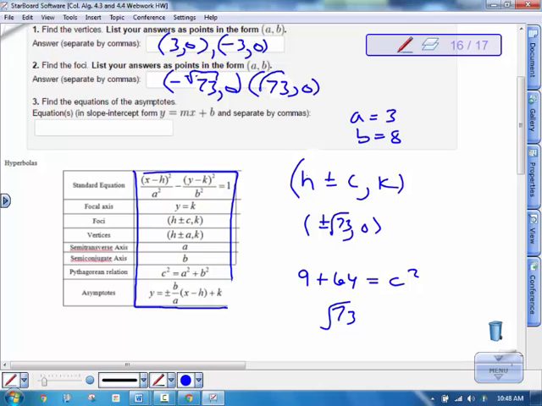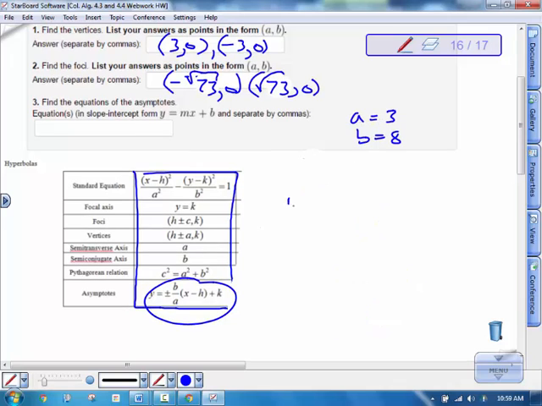Right here, comma 0. And then it wants the equation for the asymptotes, so we're going to use this equation right here. So we would have y equals, we have both the plus and the minus of b over a, so that's 8 over 3. H and k are 0, so it's just x. So do the plus and the minus of this equation, and those are your two answers here.